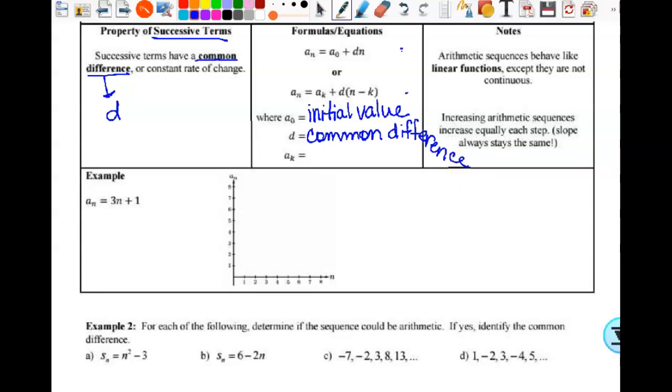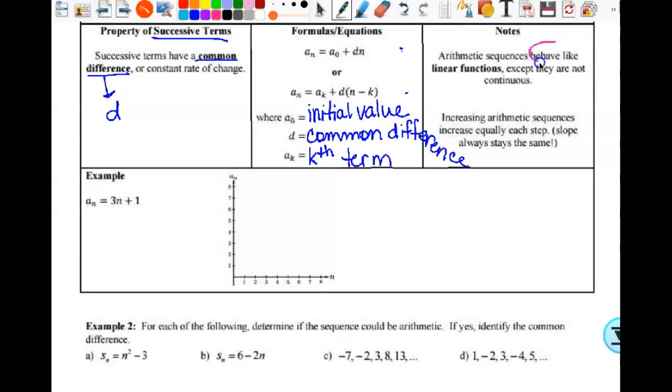And then a sub k, that is what is called the kth, and that's a lowercase k, kth term. So if it's a sub 4, it's the fourth term, fifth. So kth term, I know sounds very strange, but it just means what it means. It's not that big of a deal. Okay, so some little notes about this.